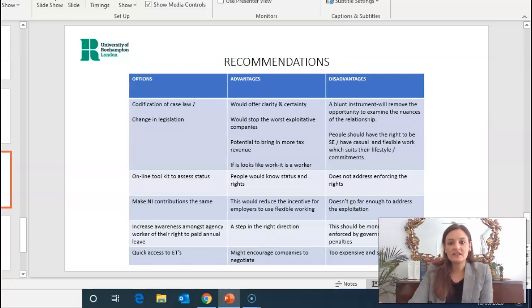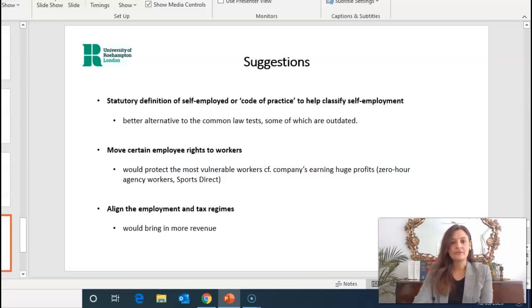There are, and I'll leave these for you to read, different recommendations about how the law can be changed. So codification of the case law, for example, that looks at the different tests, increased awareness amongst agency workers about their rights to paid annual leave, etc. This was a huge area that was looked at under Theresa May's government, when there was the Taylor Review, which looked at the whole gig economy and whether people are being exploited and what can be done to change the situation.